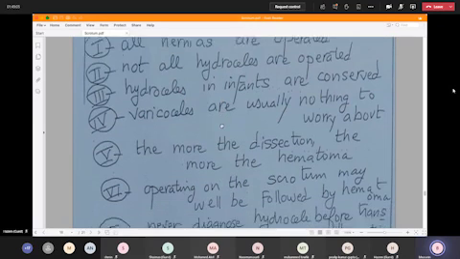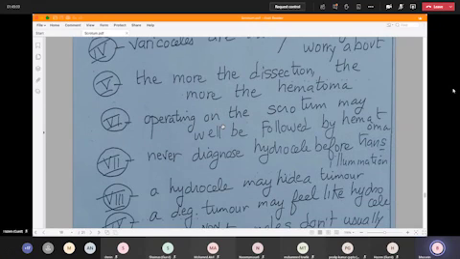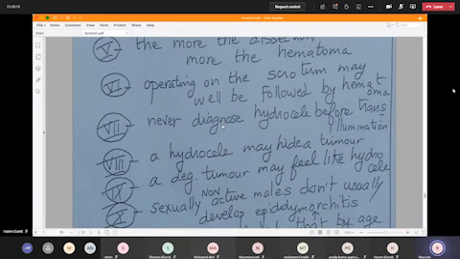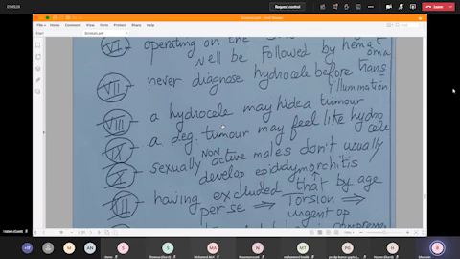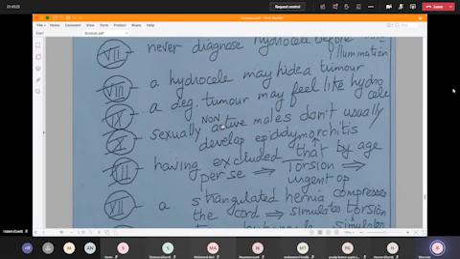Scrotal incisions are usually transverse ones, for healing purposes and so on. Operating on the scrotum may well be followed by hematoma. Never diagnose hydrocele before transillumination. The swelling may hide a tumor. A degenerating tumor may feel like hydrocele.